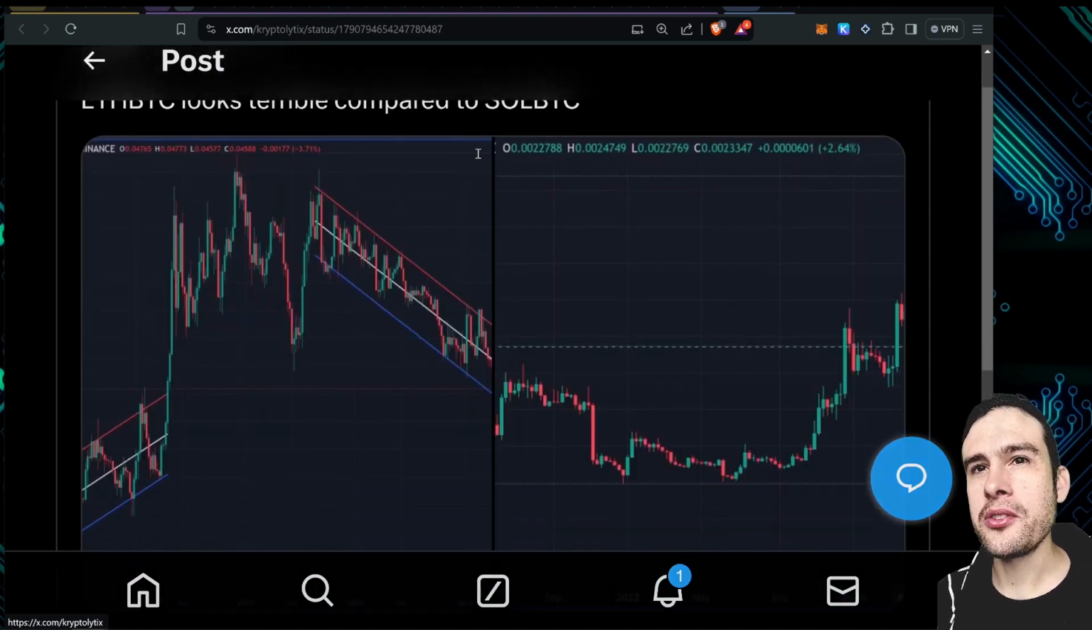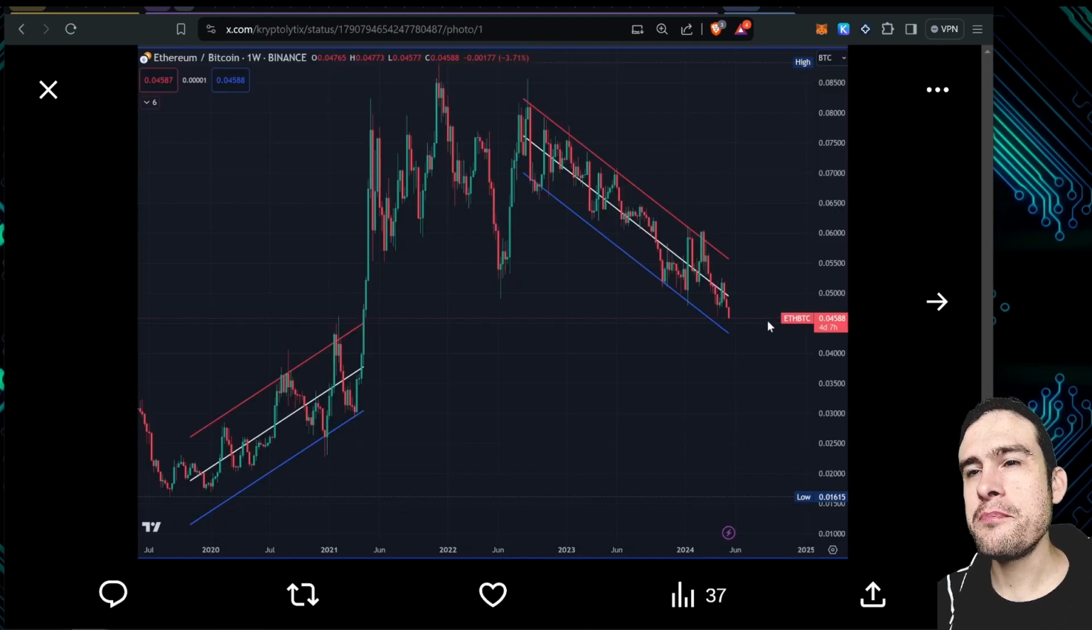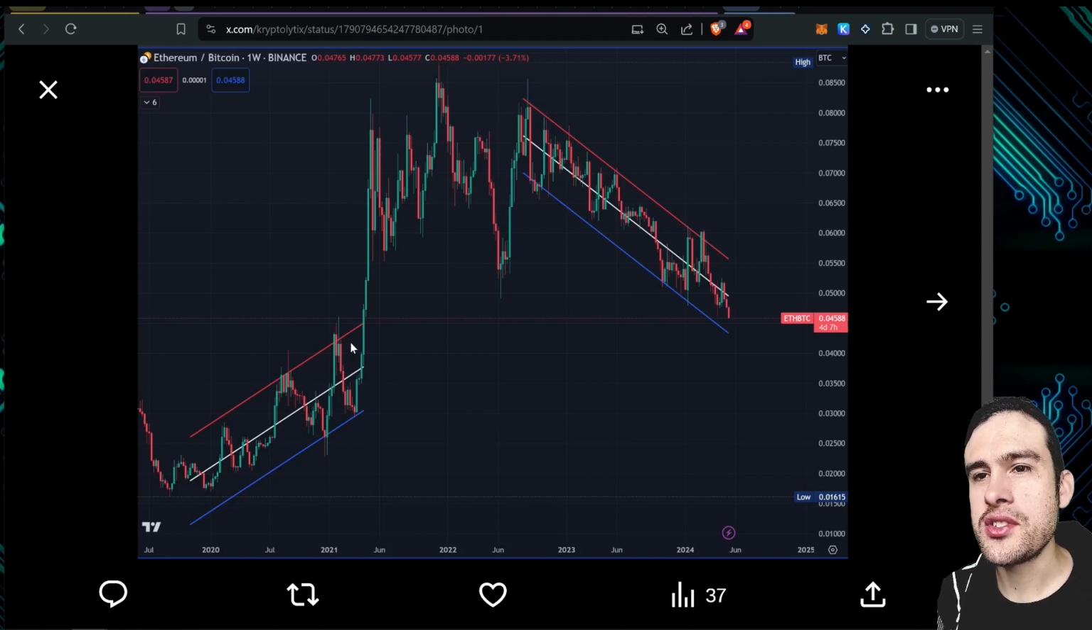Another chart that I've been looking at is the Ethereum Bitcoin chart. It's not looking very good, right? This is a breakdown of this support here. It's put in a lower low, and we haven't seen these levels since 2021, which is not very good for ETH, to be honest.